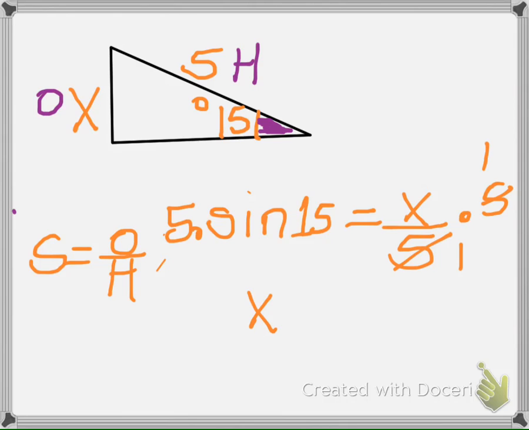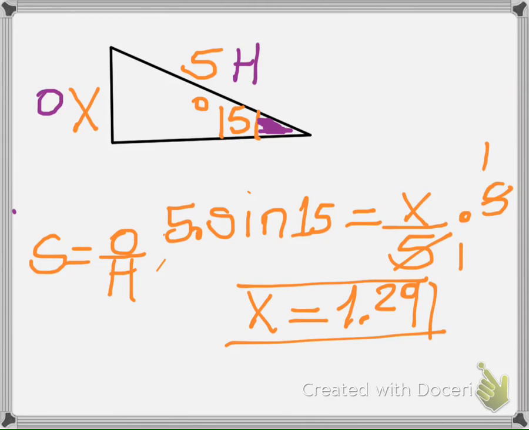5 times sine of 15 degrees equals 1.29. To check my work, I can see that I found the leg, and the leg is less than the hypotenuse. That's one way to see if my answer is reasonable.